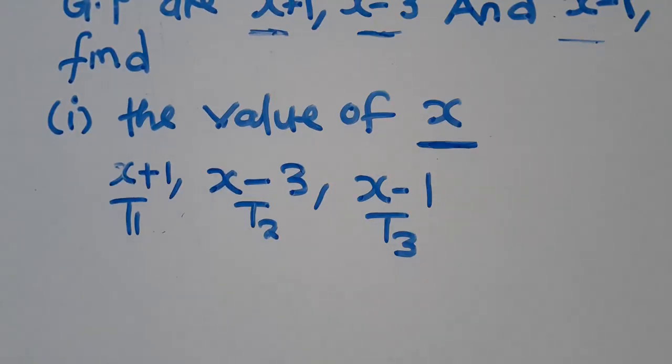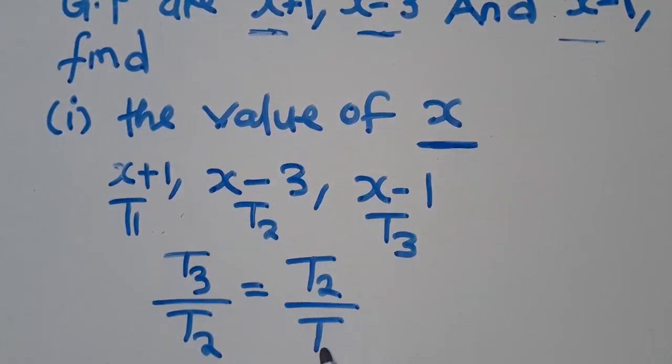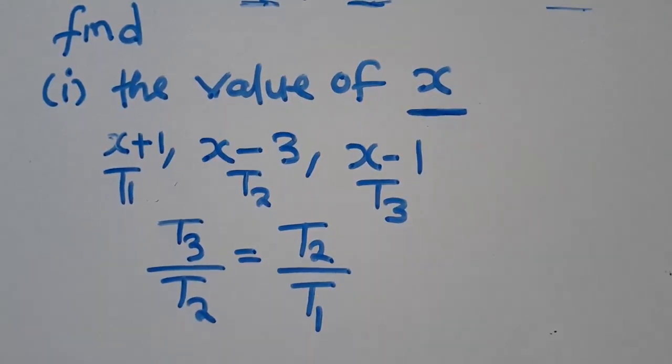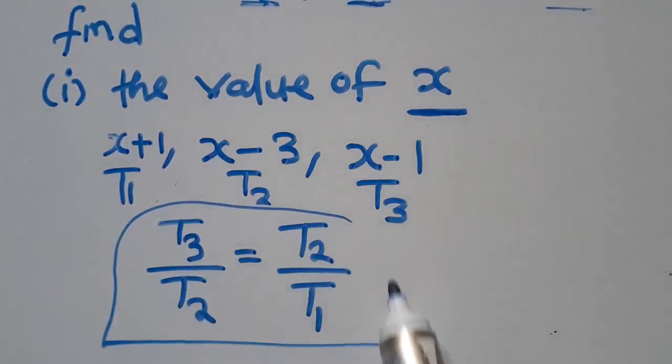So the way we find the value of x is where you say T3 divided by T2, which is equal to T2 over T1. This is the formula that we use. Whenever you are told to find the value of a variable, when you are given the three terms, this is the formula that you need to know, and this is the formula that we use.